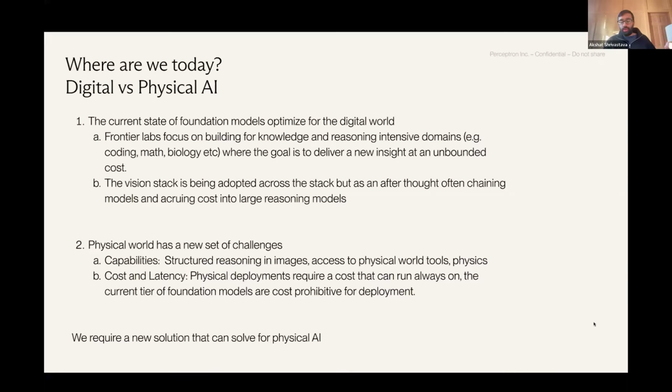For instance, current models are very optimized to take a screenshot of a website and write all the code that you need for it, or take a video recording of a demonstration, or a picture of a diagram for a math problem, and be able to solve for this.